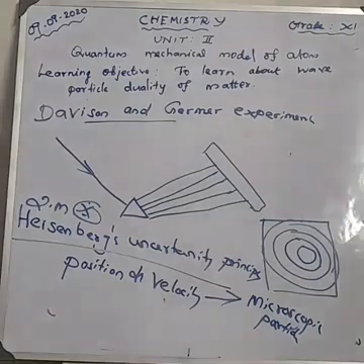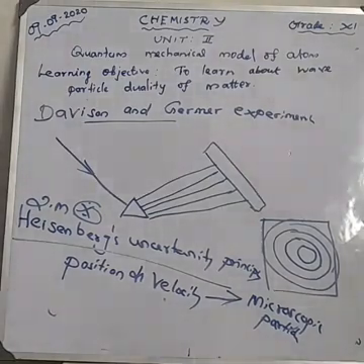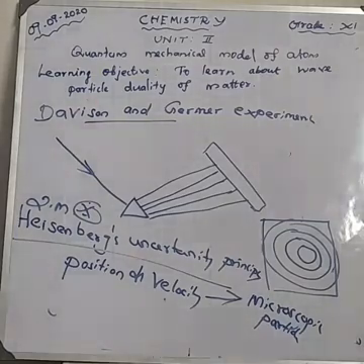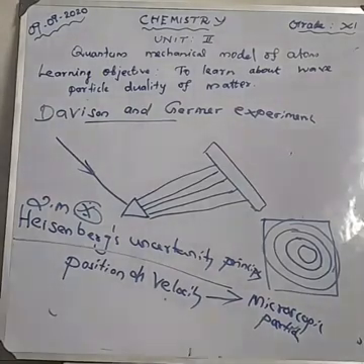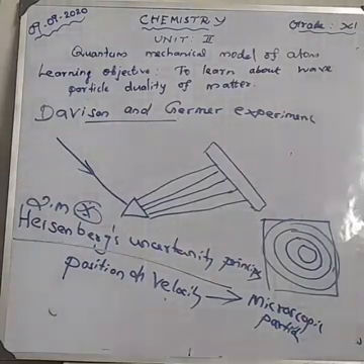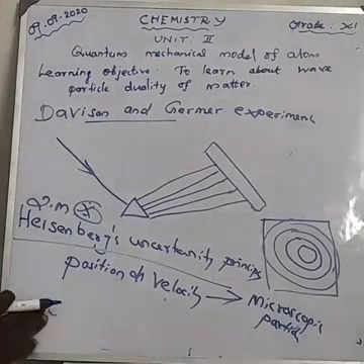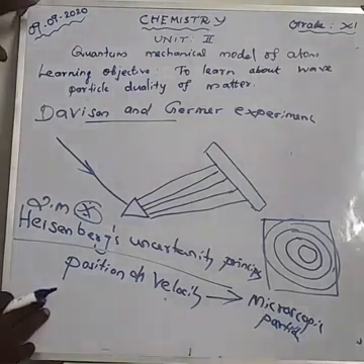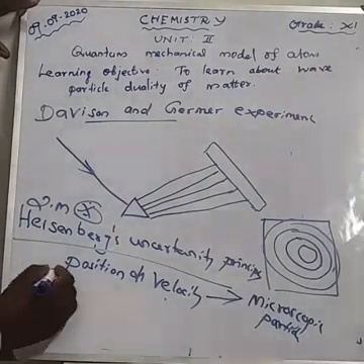Also, if your textbook has one definition, then you learn that one. It is impossible to accurately determine both the position and the momentum of a microscopic particle simultaneously. Then you should learn the definition. And also, what is the formula for this question?